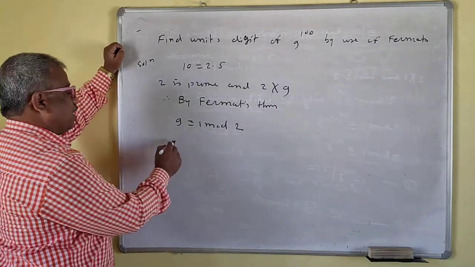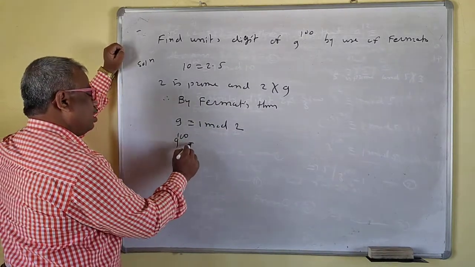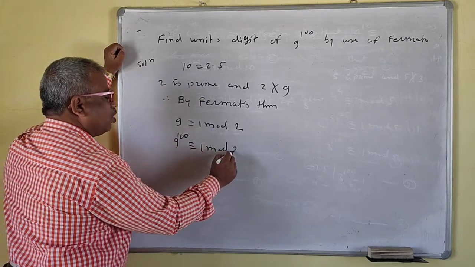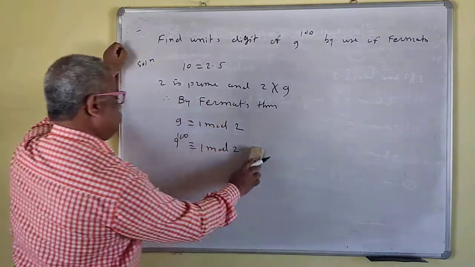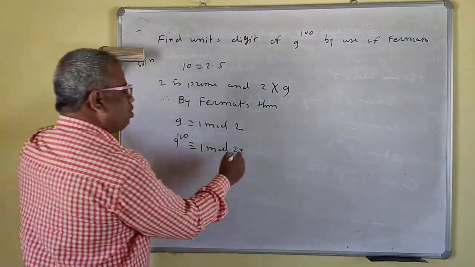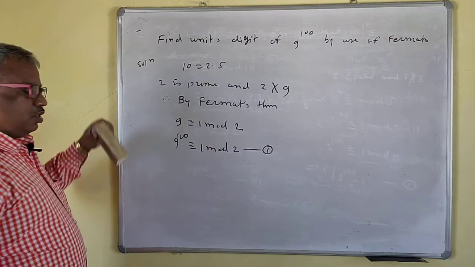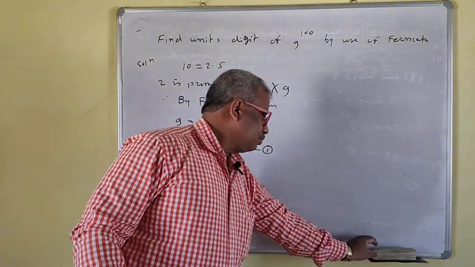We'll take 9 to the power 100. 9 to the power 100 is congruent to 1 mod 2. I'll call this 1 now. No problem for this one. Directly you can call this as 1.